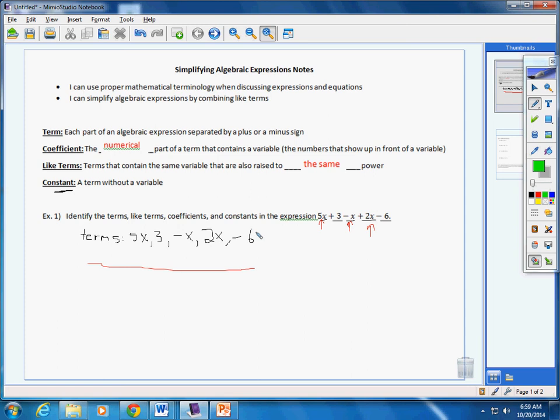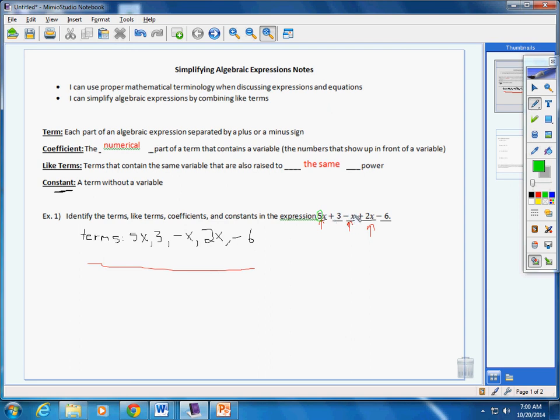And then our coefficients. So like we said, if you forget what that is, go back up to your definition. The numerical part of a term that also contains a variable. So we only have a couple of those. Notice there's a variable here, so there must be a coefficient. That is 5. No variable with the 3.